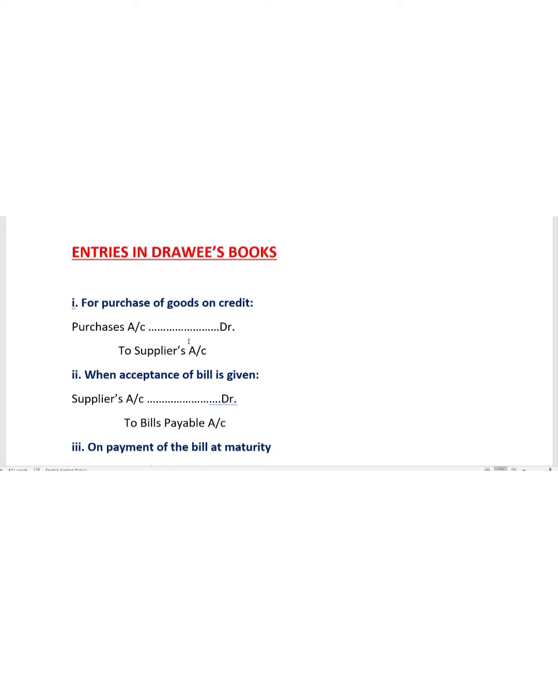seller. So supplier account debit to bills payable. In the drawee's books we are writing bills payable. Why? Because the drawee is a debtor. The drawee has to pay the money to the seller. So here bills payable is a liability for the drawee to pay the money. That's why we are using the word bills payable. So when acceptance of the bill is given, what entry will pass in the drawee's books? The entry will be supplier account, or the seller's account, debit to bills payable account.